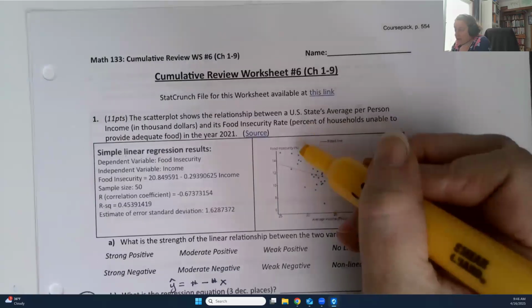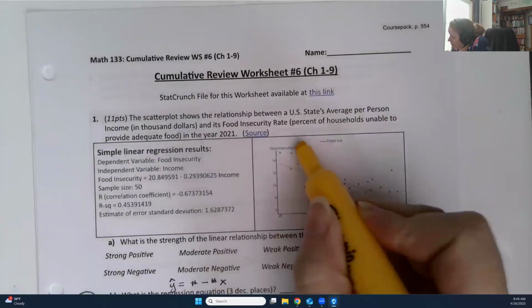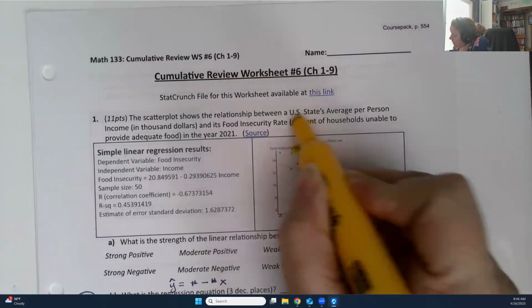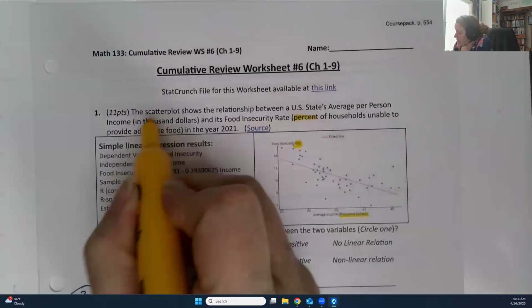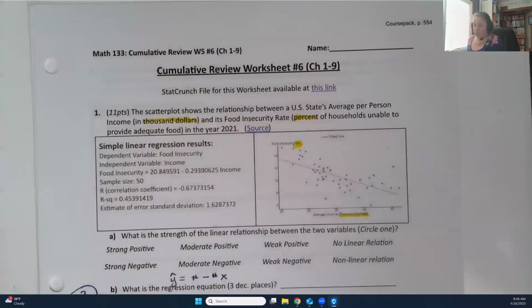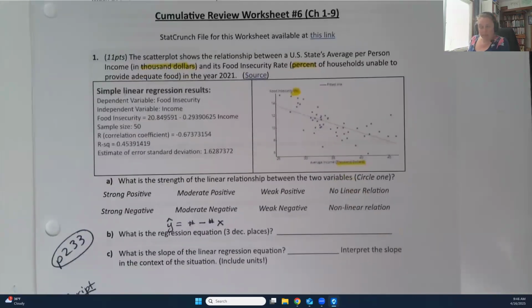See how it's got a little percent sign right there? Percent is the unit on that one. And this one's $1,000. So those are the units that you'll use. Is that okay, Allie? You good? Good question.